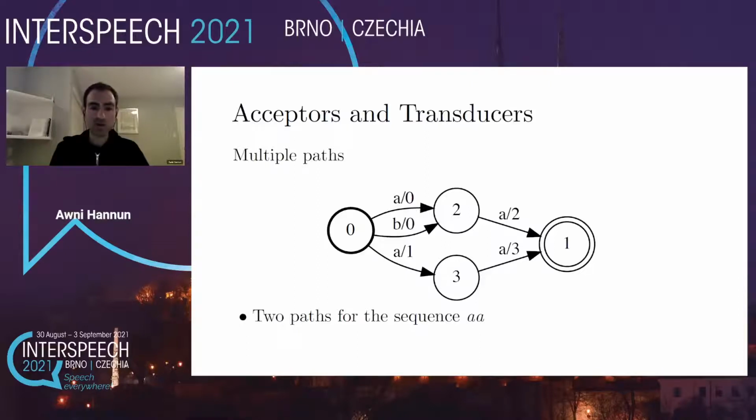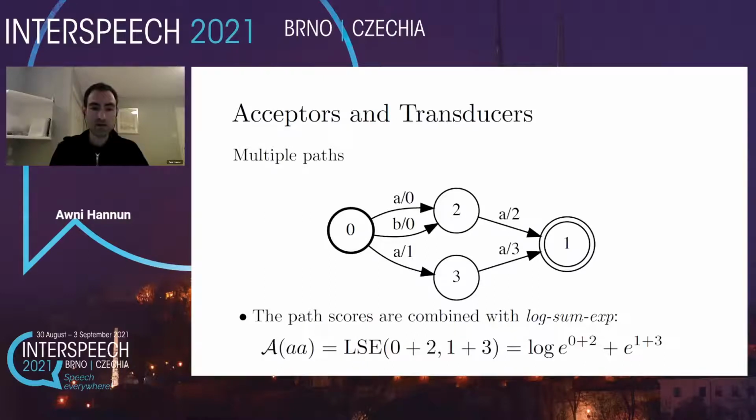Now, if you want to score the sequence AA, you have to consider both paths. For the first path, the score is 0 plus 2. For the second path, the score is 1 plus 3. The way that we combine the scores of paths for our case is using this log sum exp operation that there was a question about earlier. So you take the LSE, log sum exp, of 2 and 4, and that gives you some number, which I can't do in my head, something close to 4. Okay, so that's how that works.